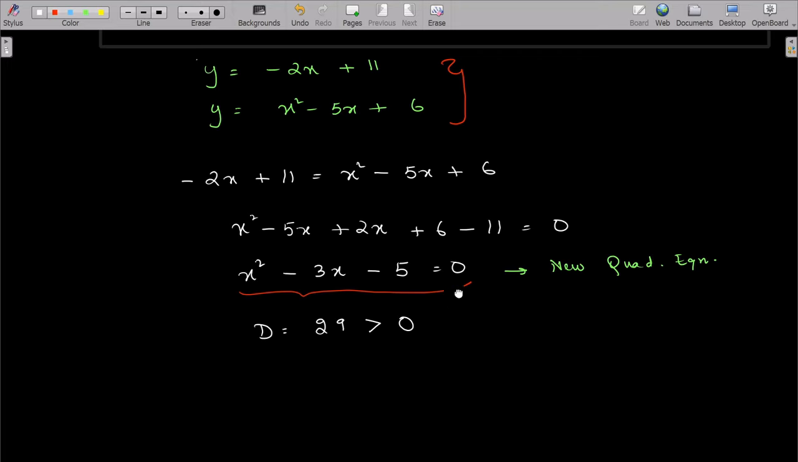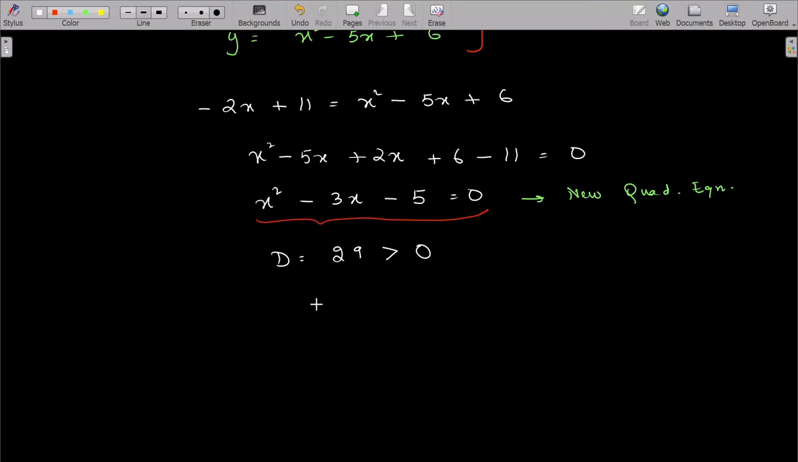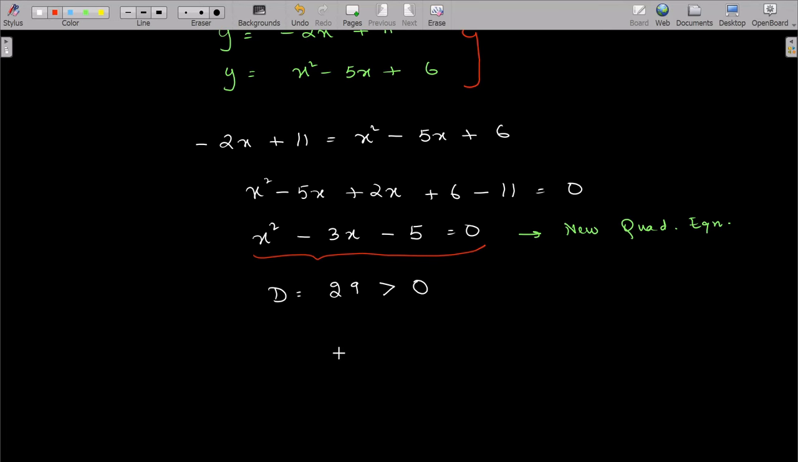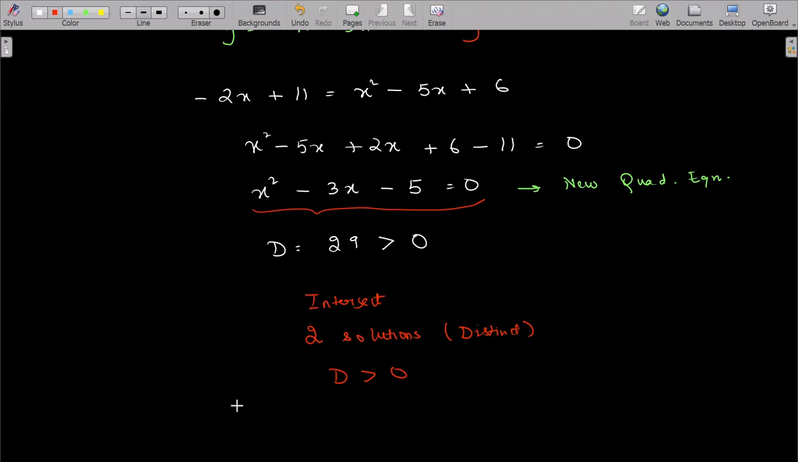So first we can say that the line and the parabola will intersect, and we can also say that it will have two solutions, both of which will be distinct. We can say that D is greater than 0. So two points of intersection.